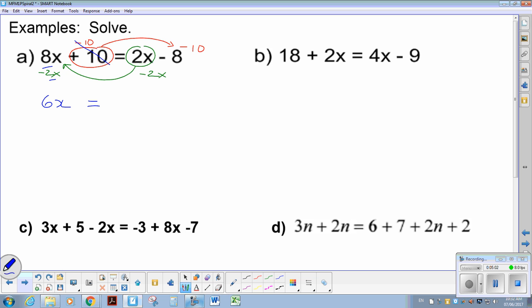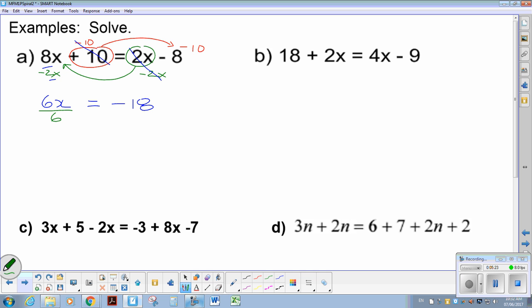I have 2x, take away 2x, they're opposites, I would cancel. Negative 8, take away 10 is negative 18. Now we want to isolate or get x by itself. We ask ourselves, what is the x doing to the 6? Again, it's multiplication. The opposite of multiplication is division.